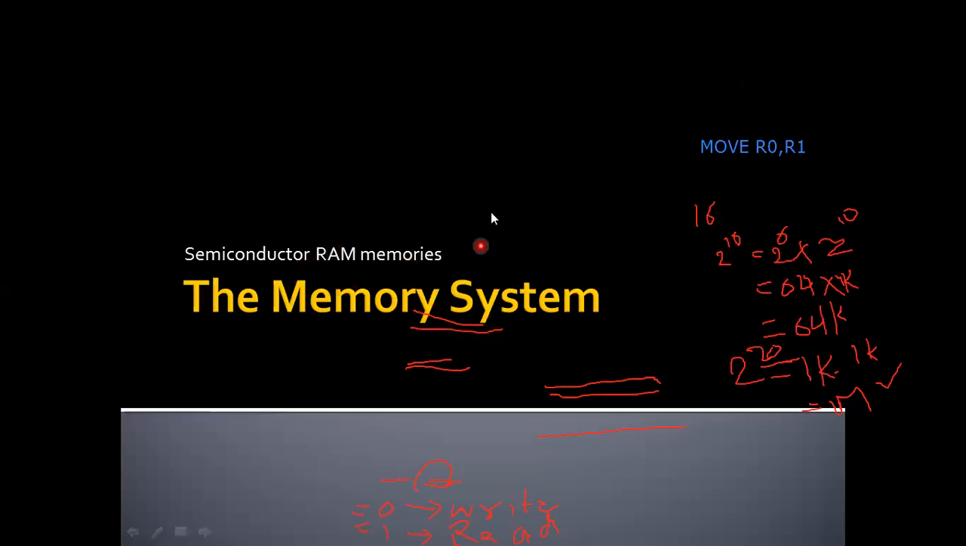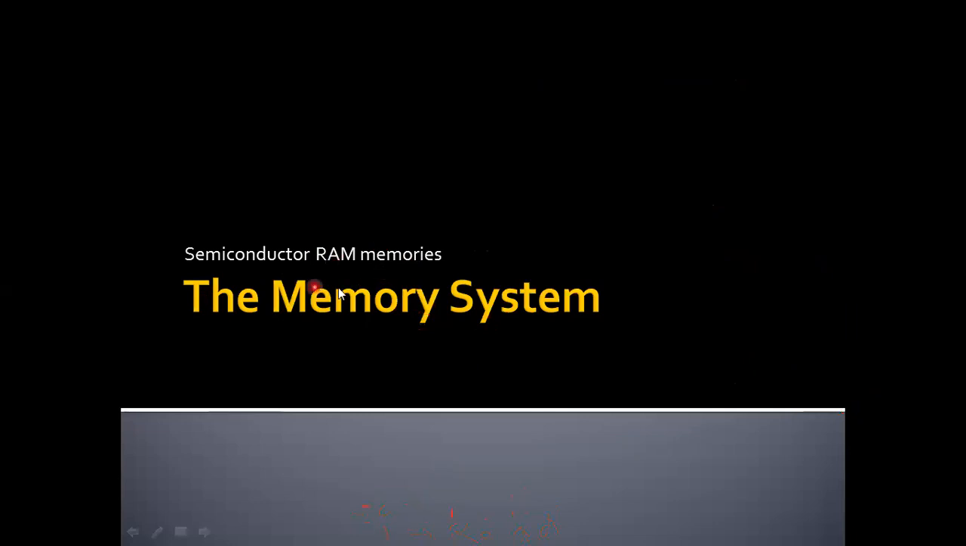Next, semiconductor RAM memories. Here we have two kinds of memory: volatile memory and non-volatile memory. Volatile memory means if the power is switched off, then the data will be erased. That means it is temporary memory. An example is RAM, random access memory. The next one is non-volatile memory. Non-volatile memory means if the power is off, the data will still be retained.